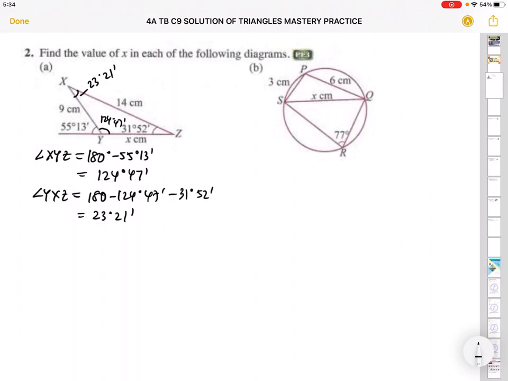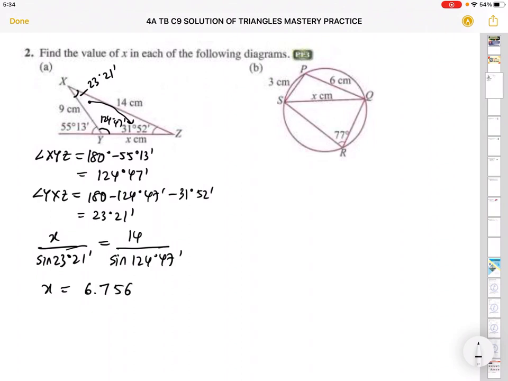Now X is opposite to this angle 23 degrees 21 minutes. So we can write X divided by sine 23 21 equals the opposite length, 14, divided by sine 124 47. Now use your calculator. My X is 6.756. Okay, I think this is still okay, not difficult.